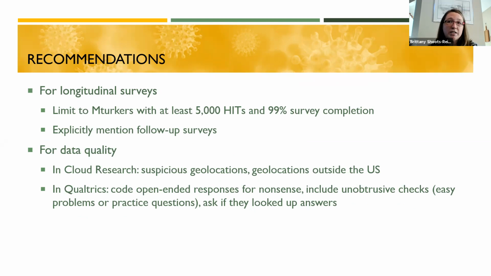And so what we recommend, what we found that works the best for our longitudinal surveys is we do things a little bit differently, and we select people that have done a lot more surveys than I think we would do for our one-off surveys. So we actually limit to MTurkers with at least 5,000 hits and 99% survey completion. And we do that because we want these to be people that have been using MTurk for a while, and the ones that have been using it for a while are likely to continue. And we also explicitly mention follow-up surveys in our recruitment.